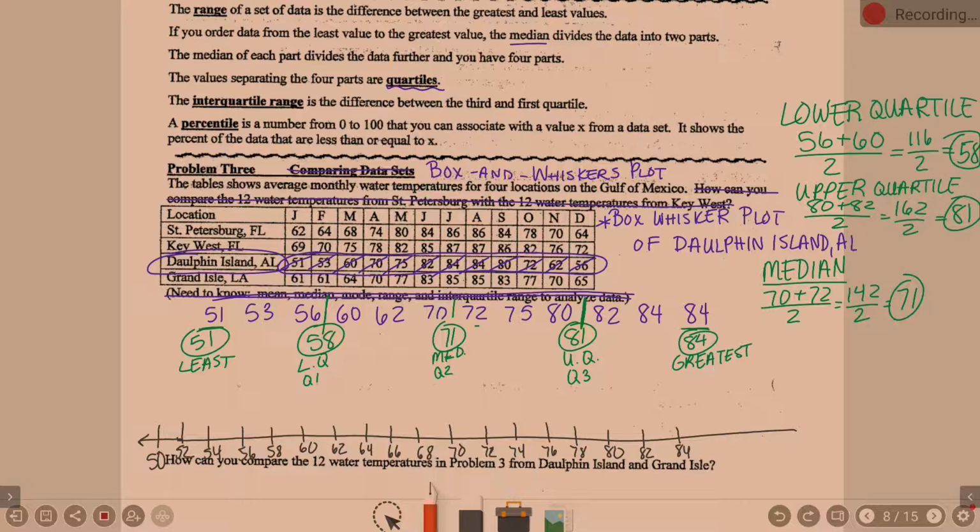Now, generally speaking, when you do a box and whisker plot, it's not how I've done it in the past. I don't usually put my box and whisker plot on the number line. You usually see it above or below the number line. So I'm going to put a dot above where 51 should be. I'm going to put a dot above 58. I'm going to put a dot above where 71 should be. Same thing at 81. And same thing at 84.